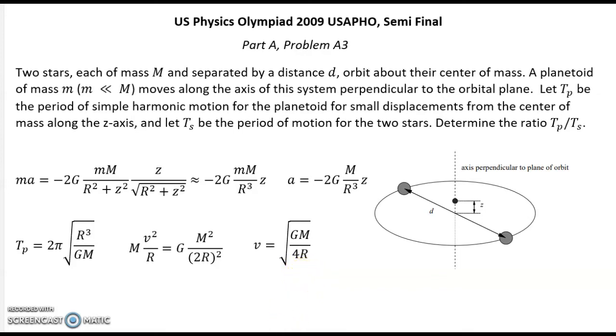And the last step is to find the period for rotation, which is equal to distance 2 pi r over speed. Let's count it. That's the period of rotation, which equals this expression. And now we can find the ratio Tp over Ts. This is 1/2. So that's the solution.